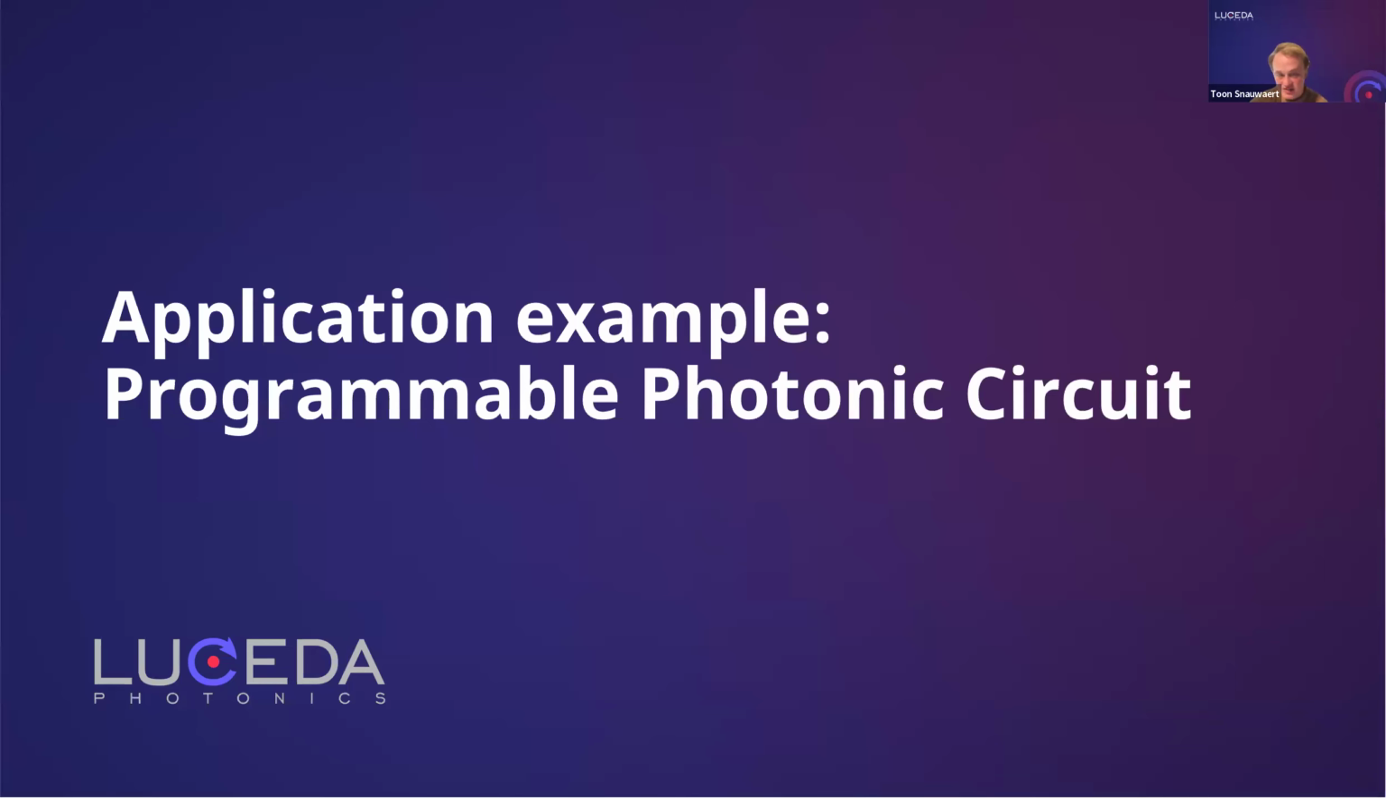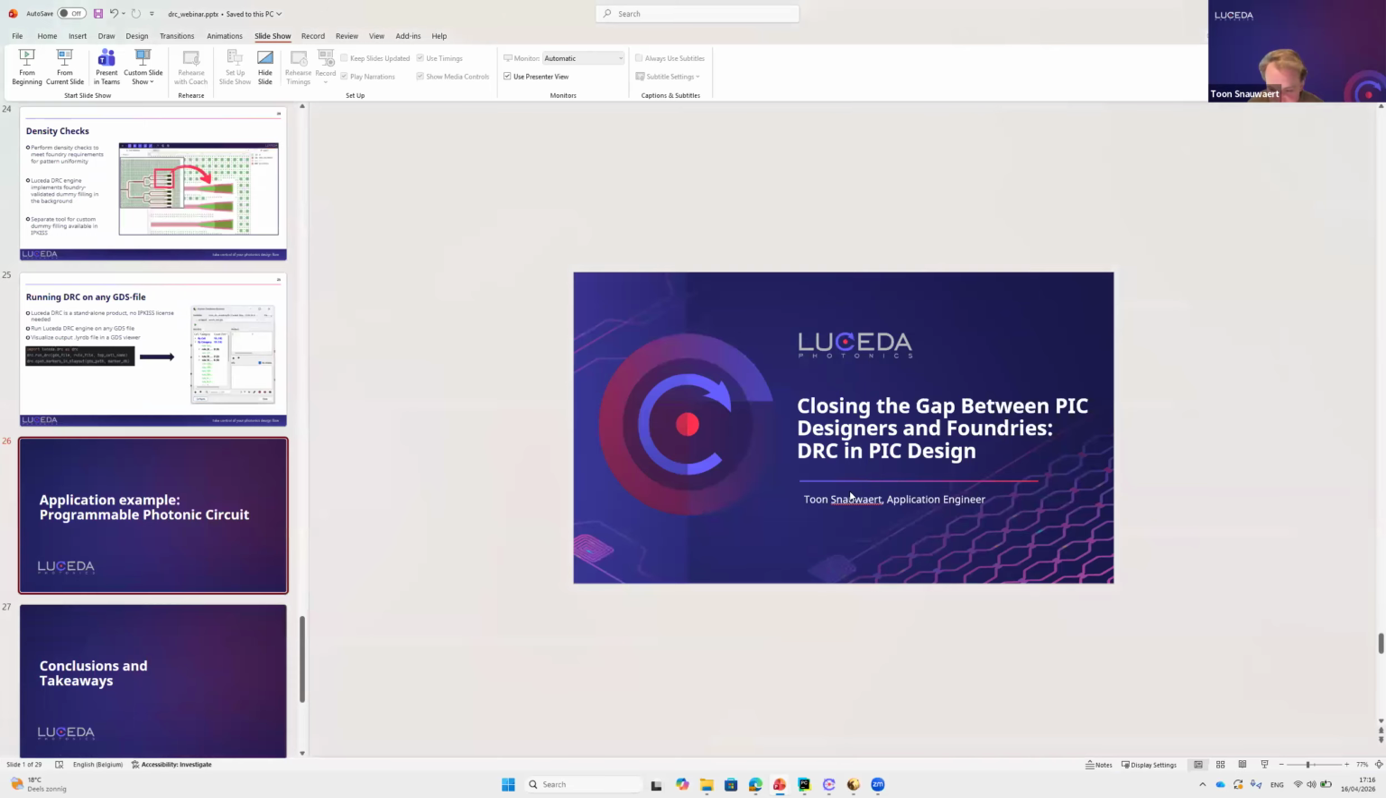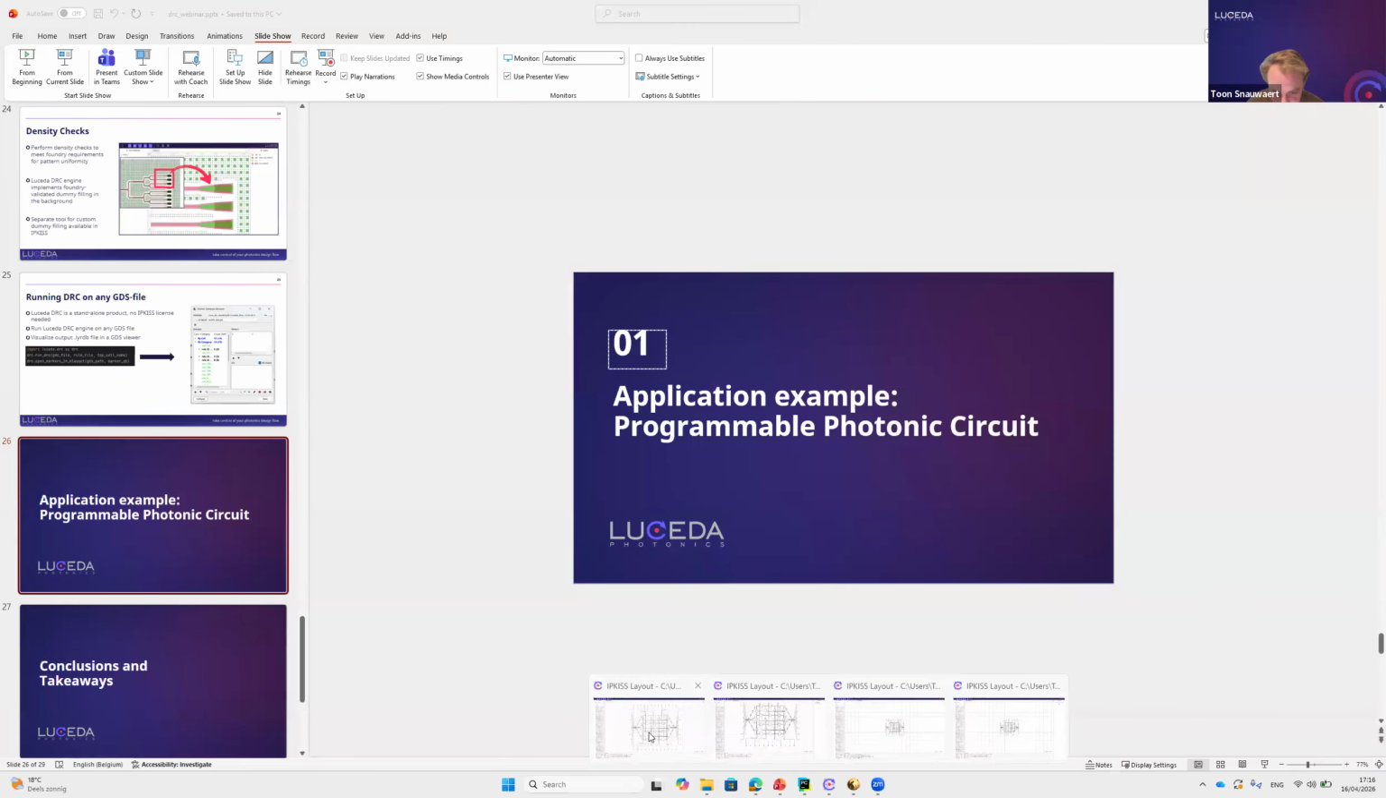That was about the settings, and that was about the product. Now I will give a demo of an actual application example inside our visualizer, and we will run DRC on a programmable photonic circuit. We will fix a violation until we have a DRC clean layout that can be submitted to the foundry. So for that, I will go into the visualizer.